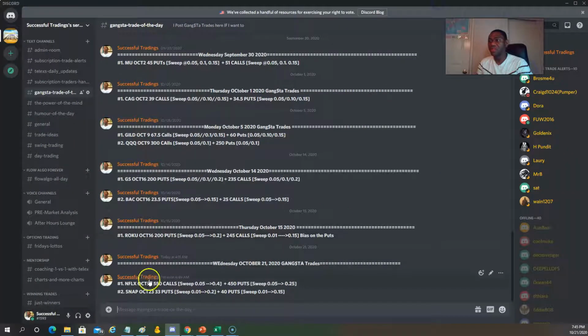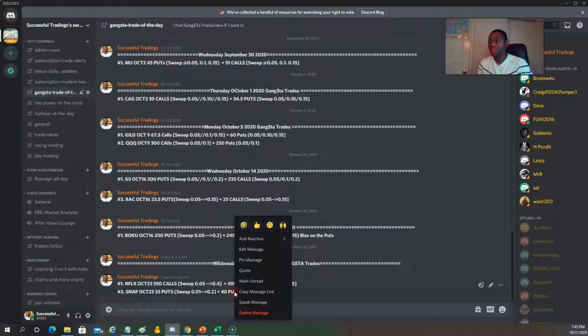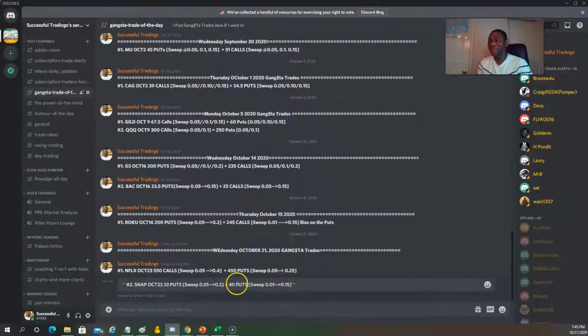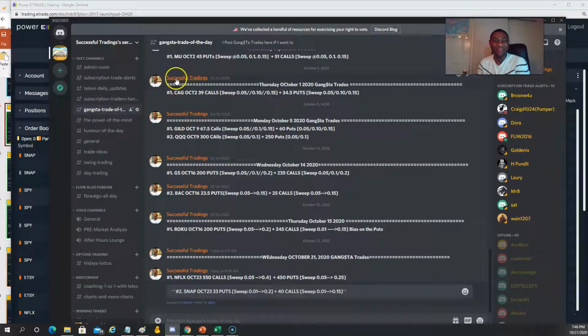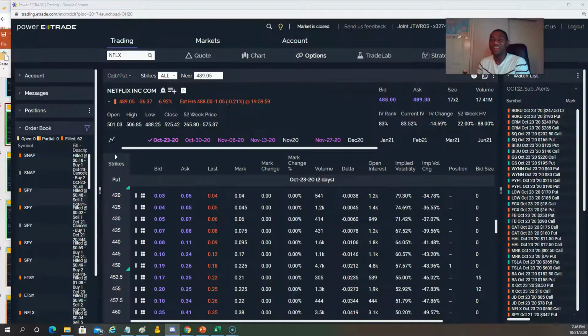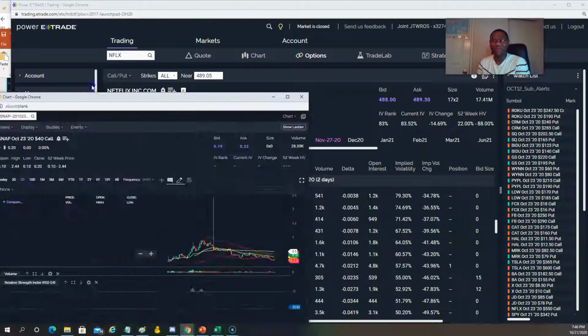So Netflix, this was our sweep order for the Ganser strategy. And then here it is for Snap, recommending, oh, this is a typo here. Nobody told me that. This doesn't make sense. These are calls. Sorry about that. And indeed, yes, we traded calls. How do we know? Well, let me bring the chart of the option. Here's the chart of the option.